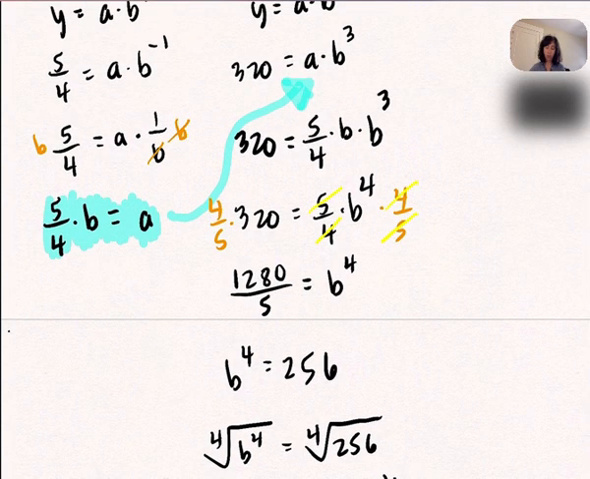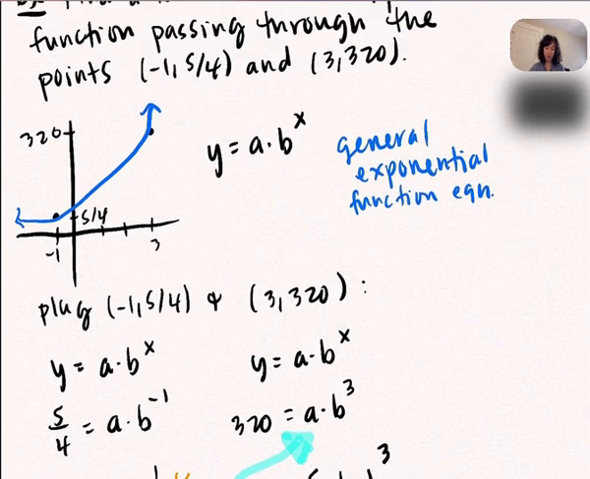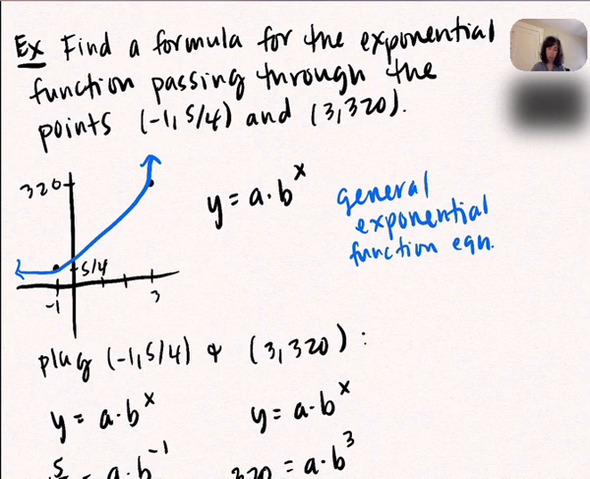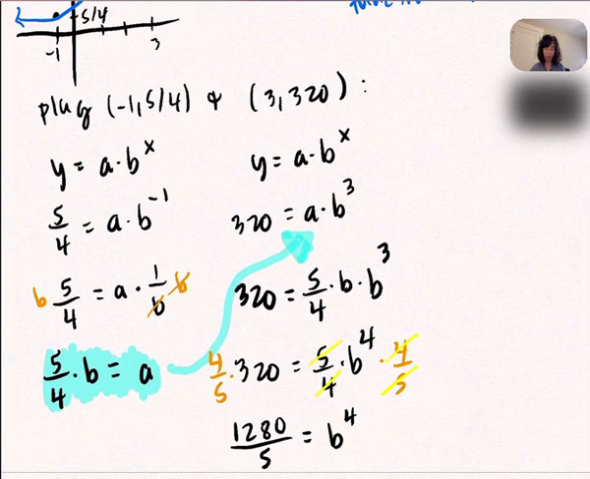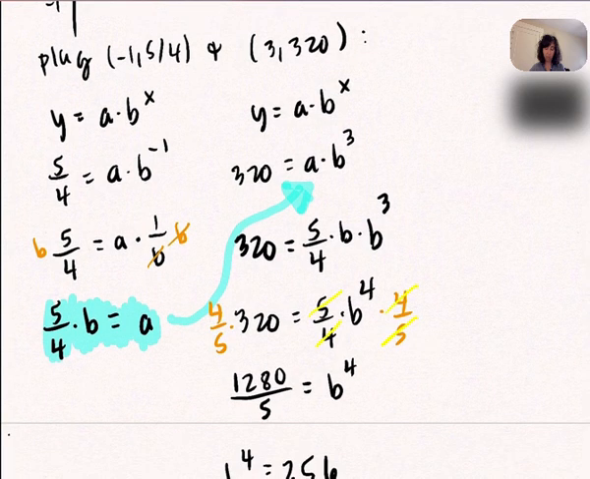Now, we know our general equation for an exponential function is of the form y equals a times b to the x. We've just figured out what b has to be in order for the exponential function to pass through these 2 points. All that's left is figuring out what a has to be. So we need to also know what a has to be. How do we do that? We can go back to one of these 2 equations and substitute in b equals 4.